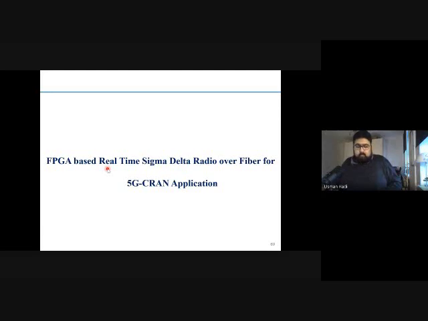And now comes the more interesting part. When you see the communication or any aspect, you do the simulation, you do the analytical modeling, you do the experimental realization, and the end goal is to prototype it, make it on an embedded system or whatever you name it, and then sell it to the market. So this is the real-time implementation of Sigma Delta radio over fiber, and that was done on FPGA.